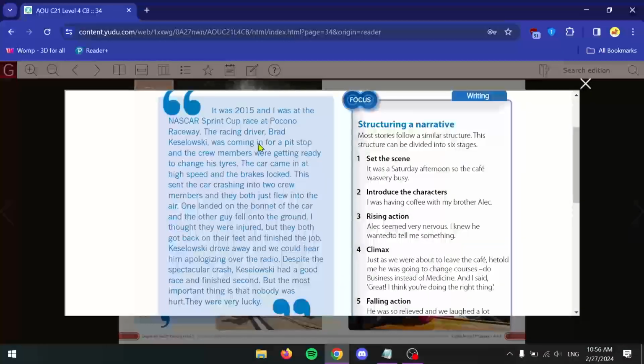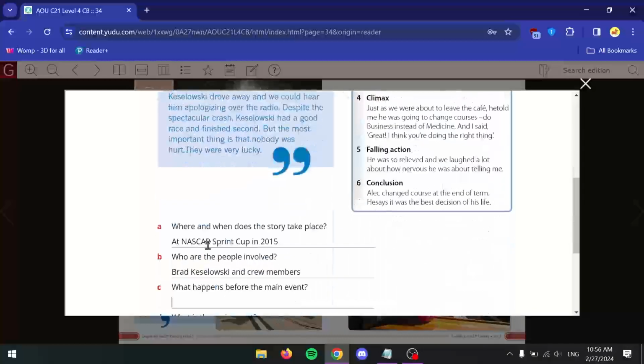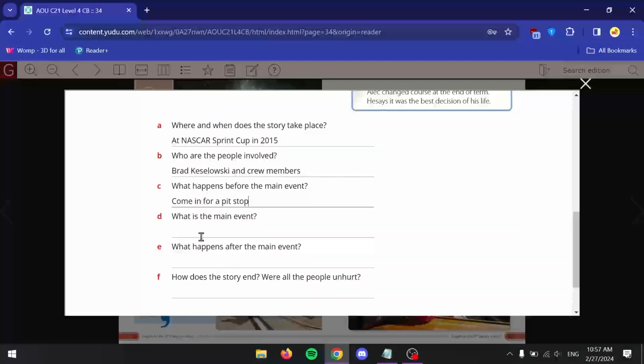They come in for a pit stop right here. So come in for a pit stop. What is the main event? Main event is a car crashing into 2 crew members.